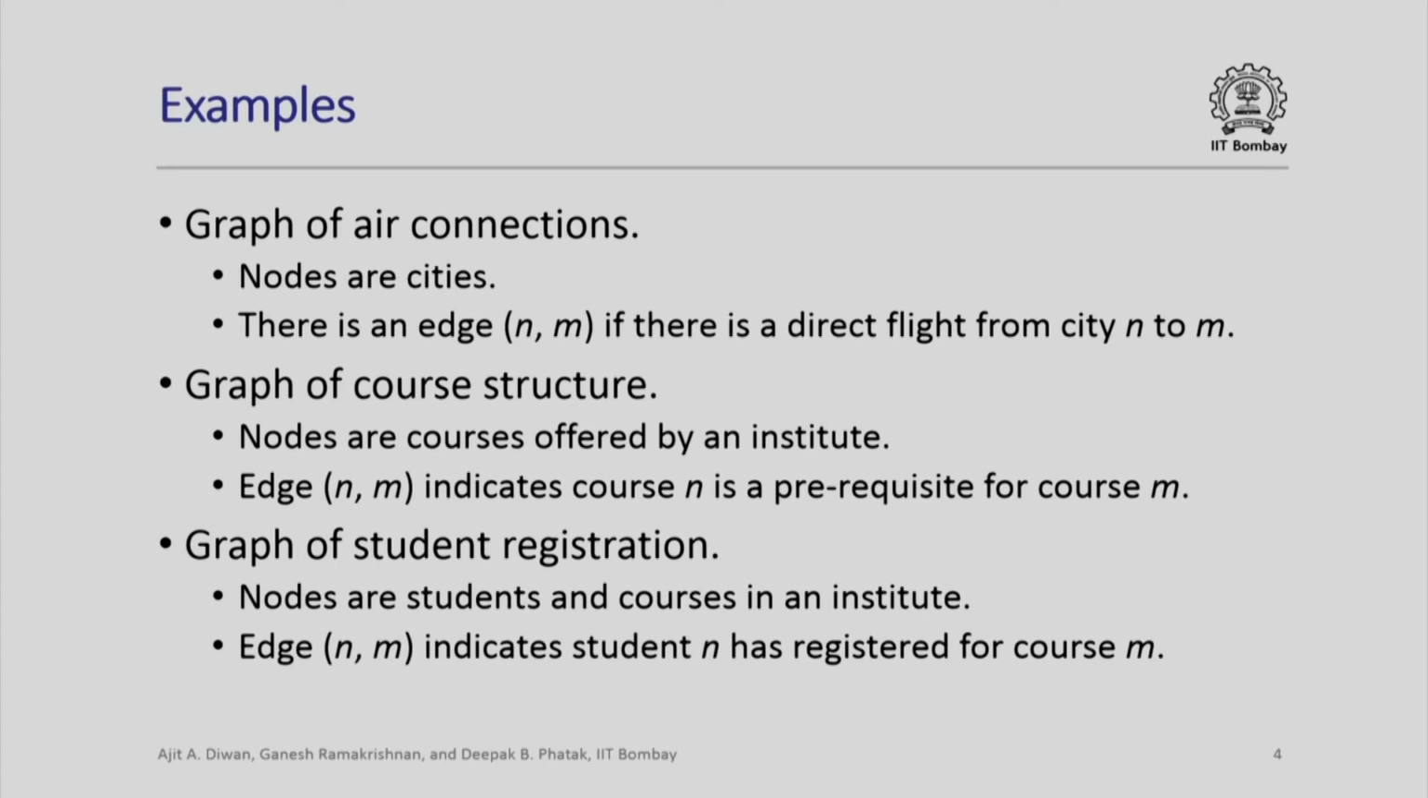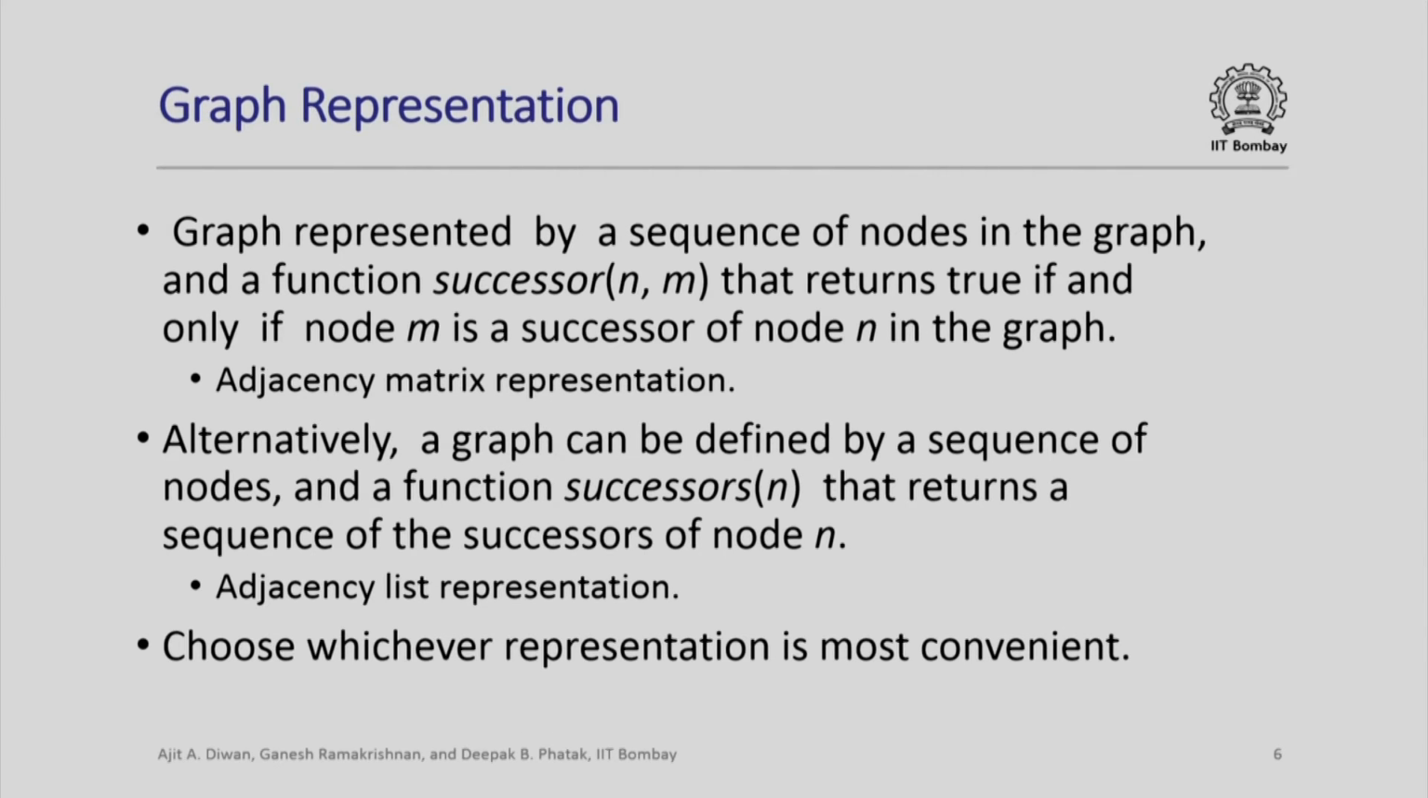Similarly, if you look at a graph of student registration, here nodes can be of two types: students as well as courses in the institute. An edge (n, m) indicates that student n has registered for course m. So, the registration data in an institute can also be represented as a graph where the nodes are students as well as courses. Now we will look at how a graph is represented.